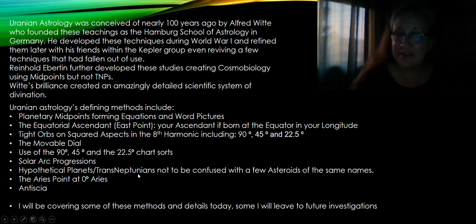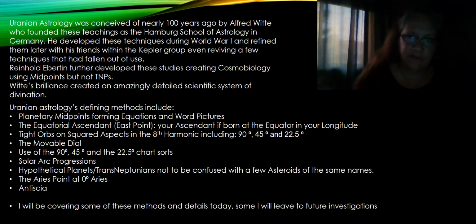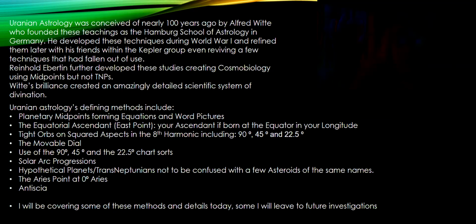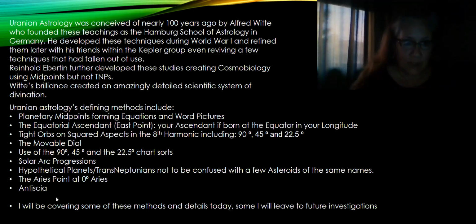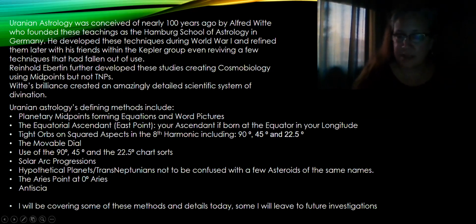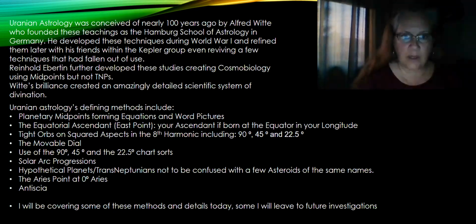The Trans-Neptunians have names like Cupido and Hades. There are asteroids of those names. Those are different bodies entirely. The asteroids are physical bodies. The Trans-Neptunians are calculations. And also that's where I learned about the 0 point, the Aries point at 0 Aries. And then by extrapolation, 0 Cancer, 0 Libra, 0 Capricorn. And Uranian astrology also uses Antiscia. I'll go into some of those.